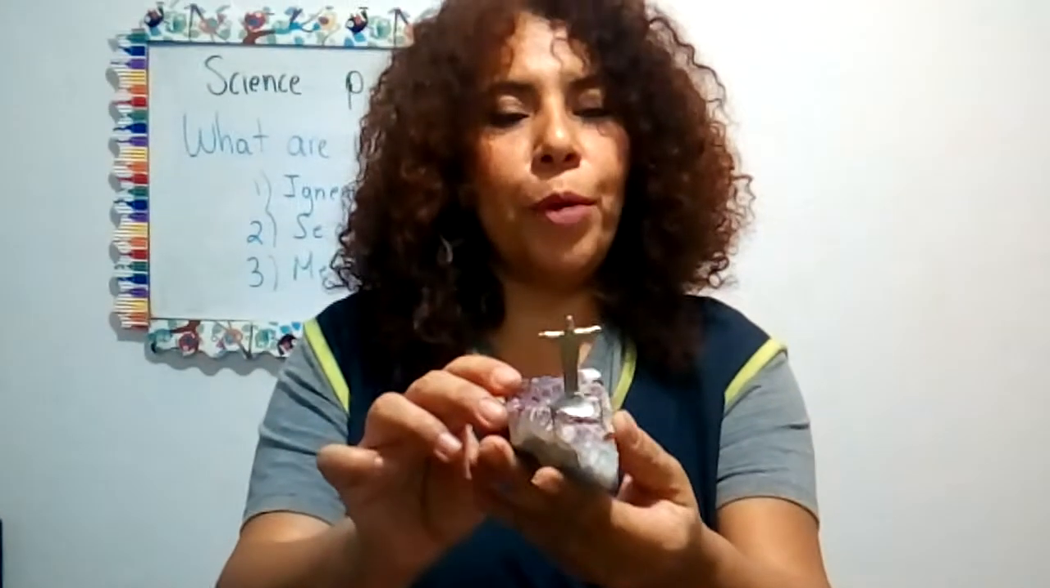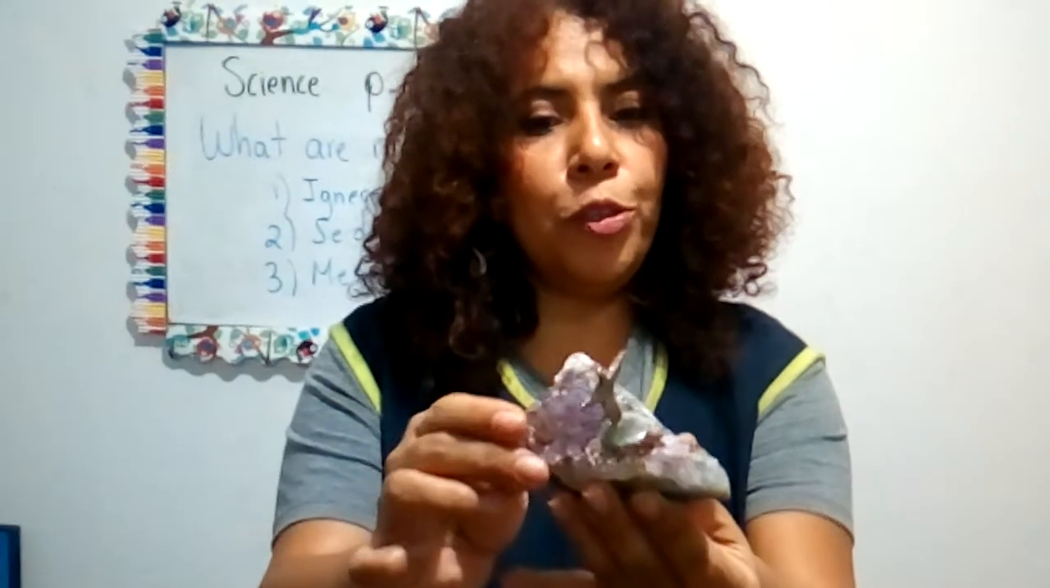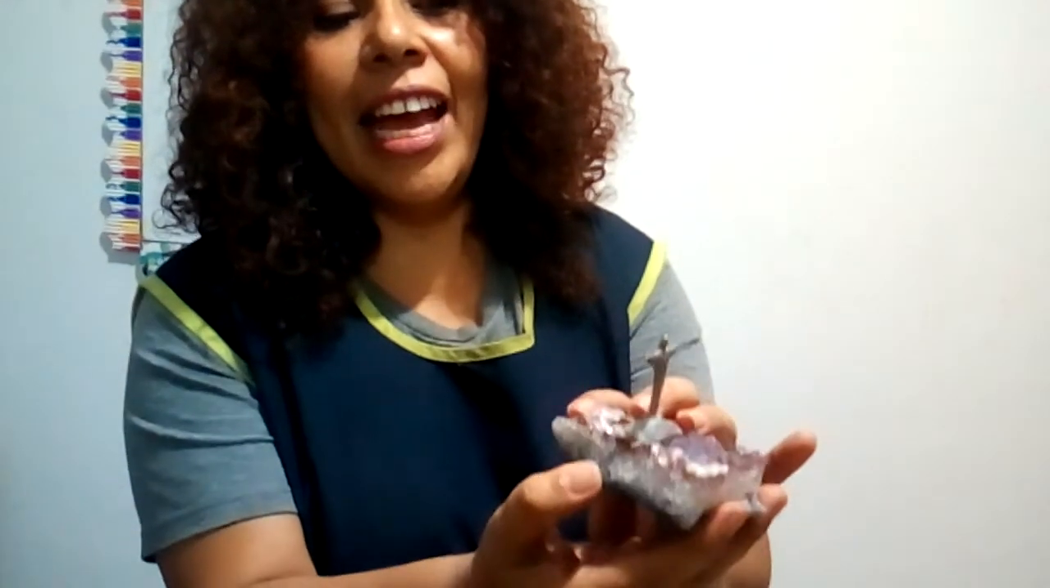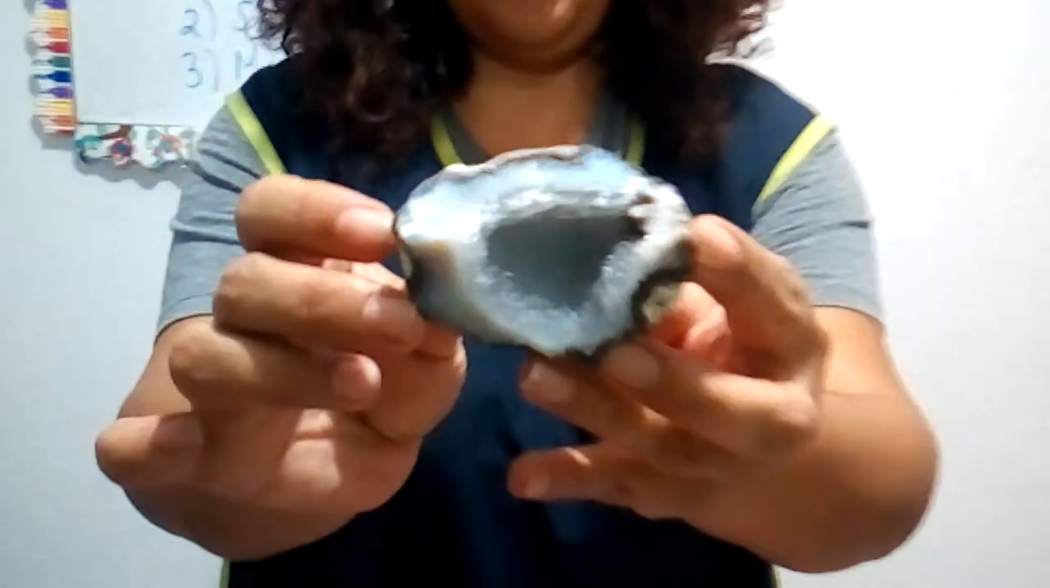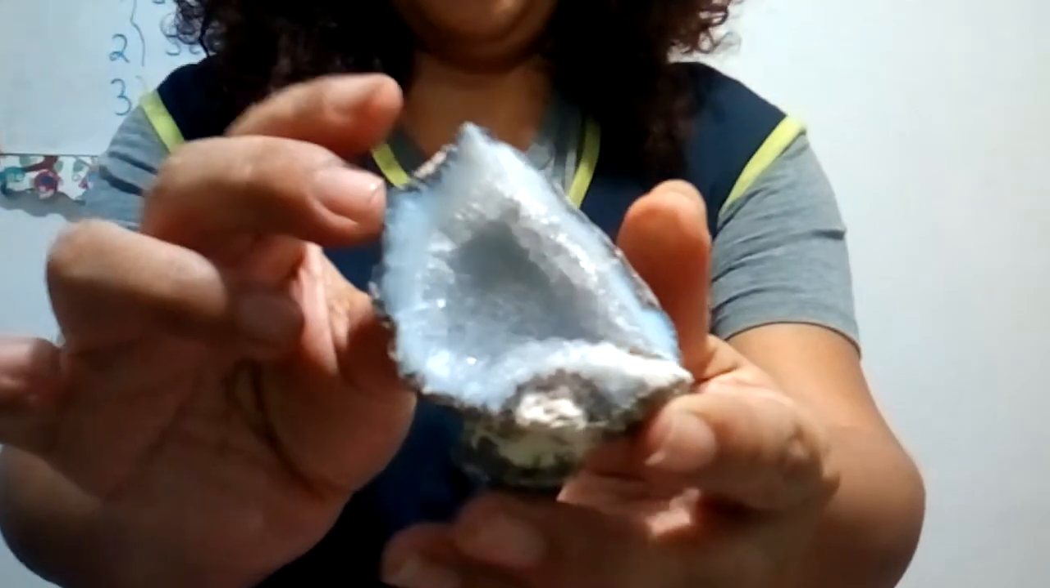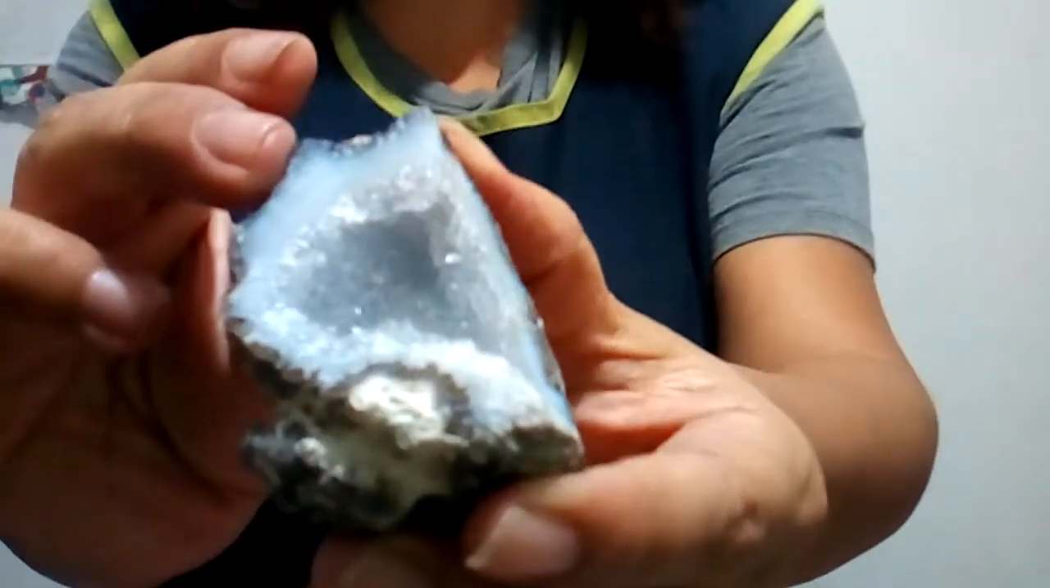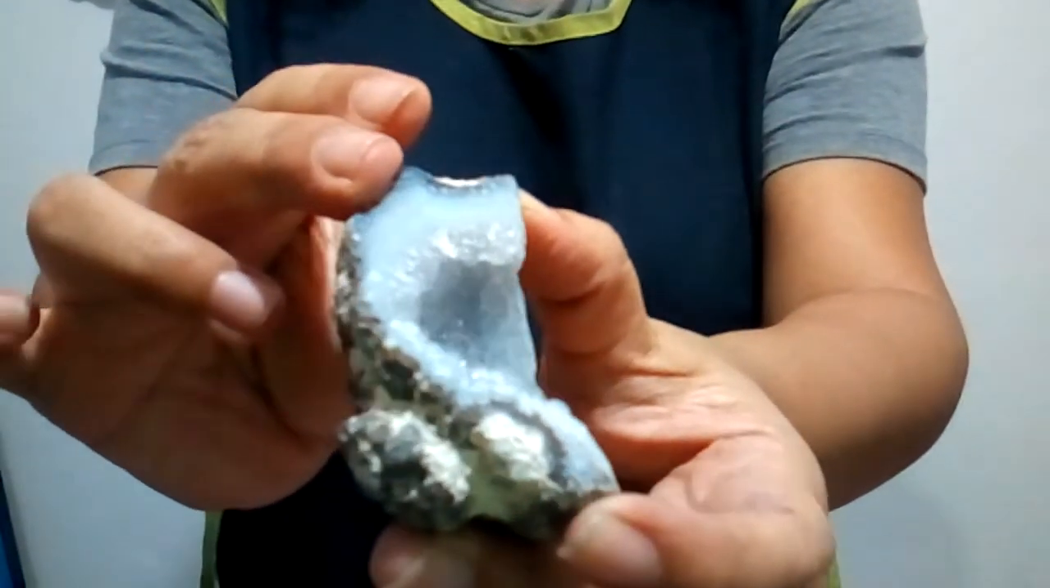This rock is from Brazil. I want you to pay attention to the colors. Look at the colors. Okay, it looks like a pie, and it has this purple color. Now, tell me what is the name of this rock. It can be in English or in Spanish, no problem. Now look at this one. Can you tell me the name of this rock? Can you Google and find the name of this rock?